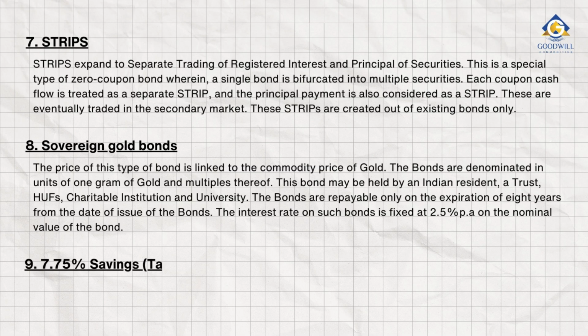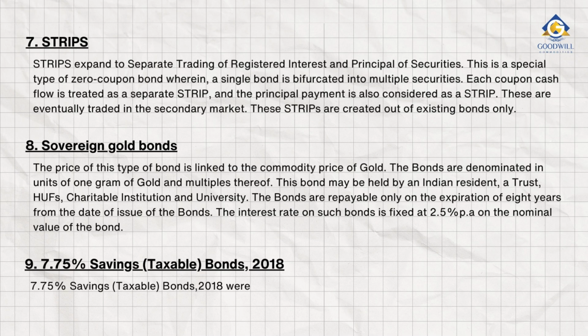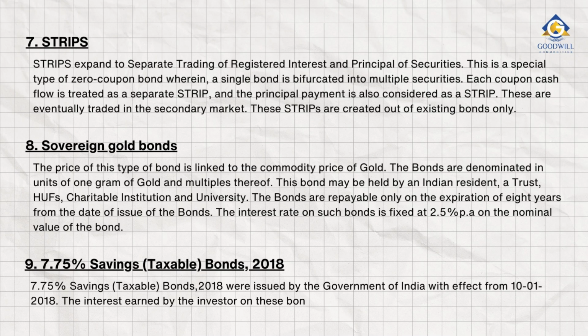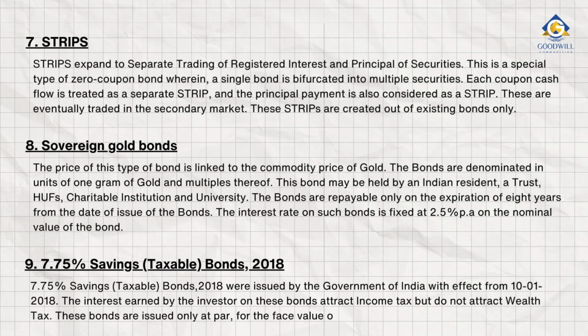9. 7.75% savings taxable bonds 2018. 7.75% savings taxable bonds 2018 were issued by the Government of India with effect from the 10th of January, 2018. The interest earned by the investor on these bonds attracts income tax, but does not attract wealth tax. These bonds are issued only at par, for the face value of 1,000 rupees and multiples thereof.